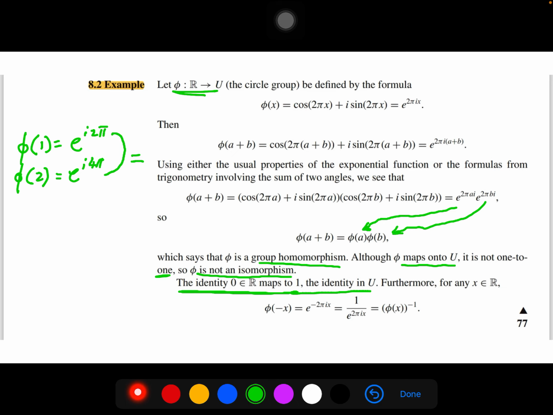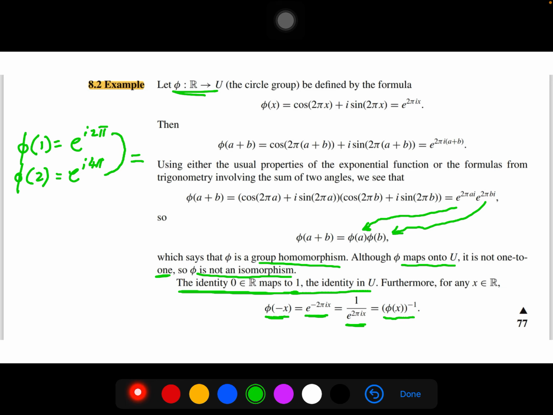And then next one, for the inverse of each element, we mentioned just now, each element in the domain, the inverse is negative of that element. So if we check for the negative of that element, it will go to e to the minus 2 pi ix, which is also equal to 1 over e to the 2 pi ix. And then 1 over e to the 2 pi ix is of course the inverse for e to the 2 pi ix, because if you multiply the 2, we get 1. So we say that this is also the inverse for phi x. Okay, so that is the extension of this example.